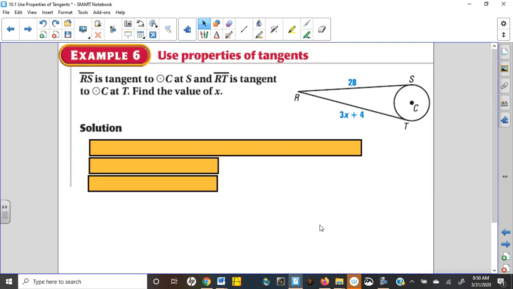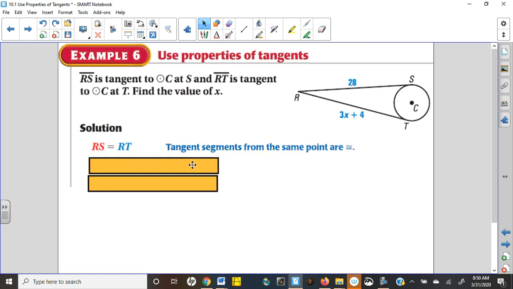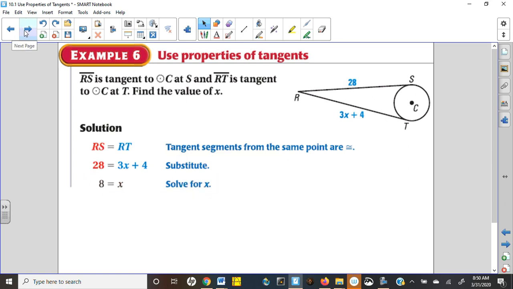So here's an example where we use this. It tells us that RS and RT are tangent segments. That means they have to be congruent. So I guess we could set them equal to each other. Ooh, that's a tough equation. Subtract 4, divide by 3, and you're done. So you might see a couple like that.